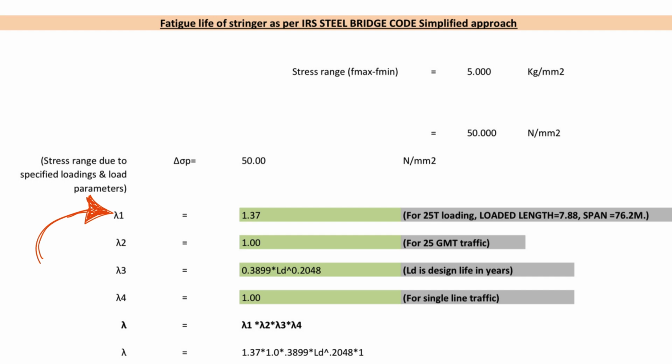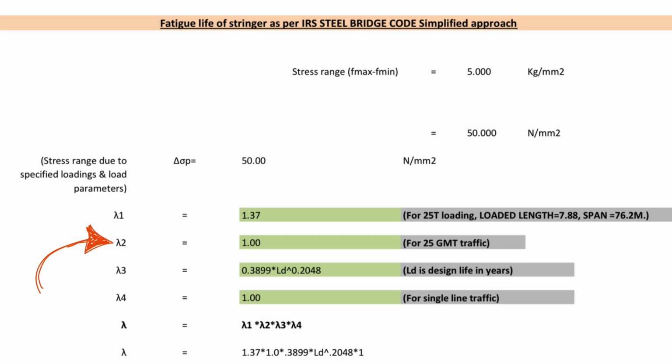From the stress sheet of open web girder of 76.2 meters span for 25-ton loading, the length of the longest loop of influence line diagram is 7.88 meters. Now from table 14.6.2-1 of IRS Steel Bridge Code, we can find out the maximum value of lambda 1. In the table, lambda 1 values are given for 7 meters and 8 meters. By interpolation, we can find out that the maximum value of lambda 1 is 1.37 for a length of 7.88 meters.